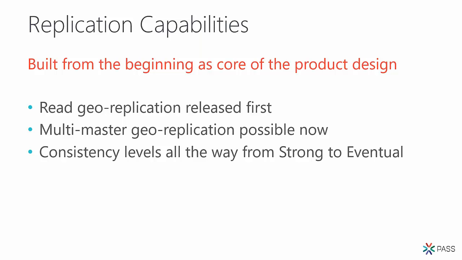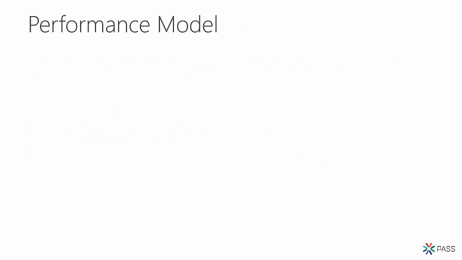And then the consistency levels that you can pick for your collections, either in single region or multiple regions, go all the way from strong to eventual. We'll go into detail on what those mean and how they impact what you can do in terms of geo-replication.